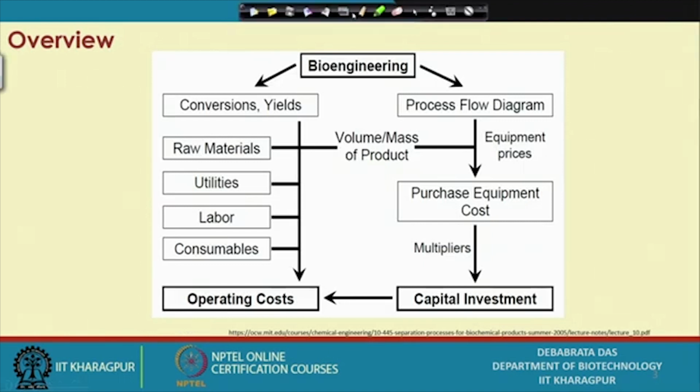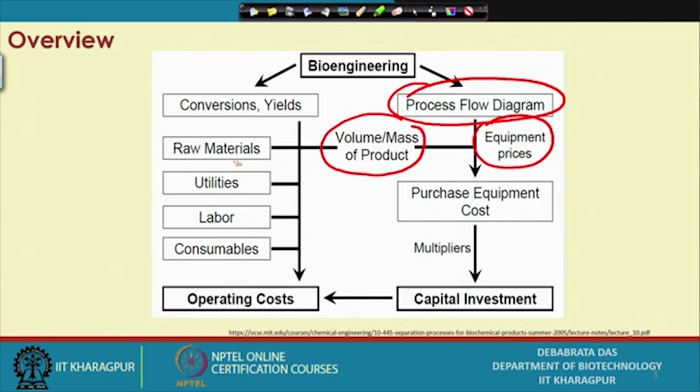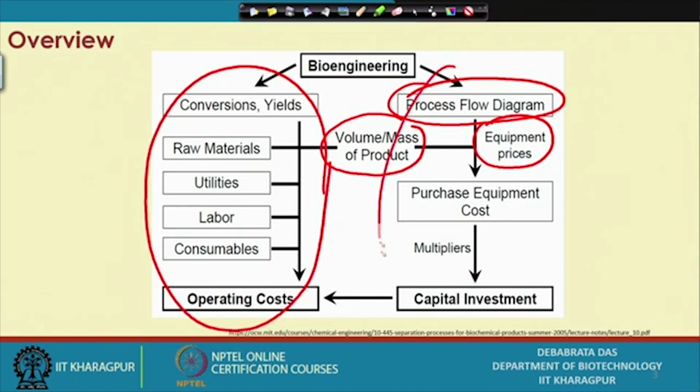Now, in the bioengineering process, first we have the flow diagram, and then we find out the equipment price and the mass of the product that we get from the raw materials, utility, labor and consumables. This we use to find out the operating cost. Capital cost will be this one. This is equipment cost, and that includes not only the reactor but also pumps, valves, and all the downstream processing, which comes under the capital cost.